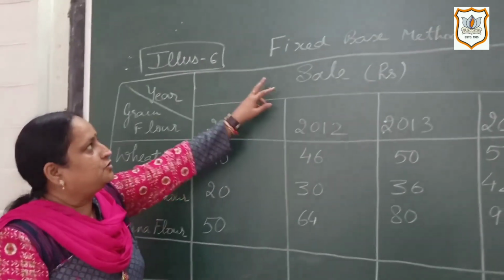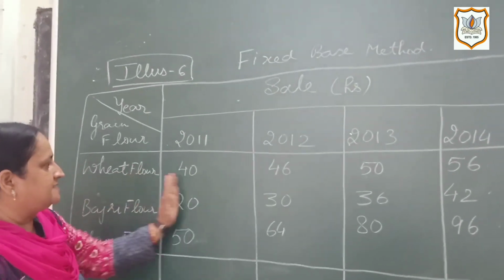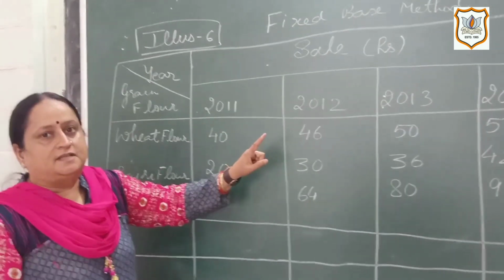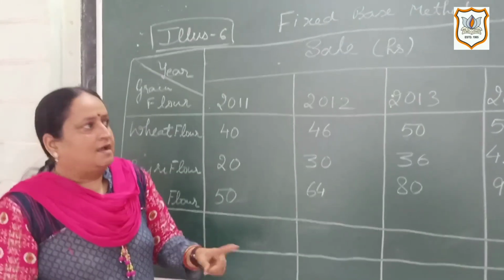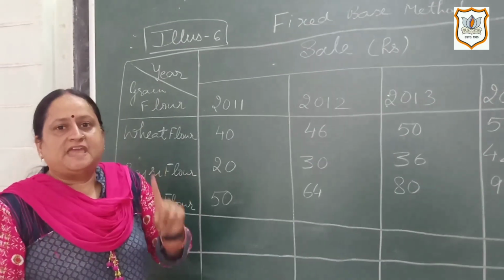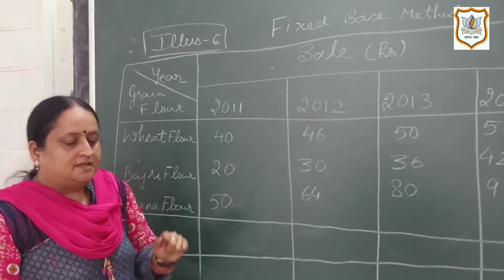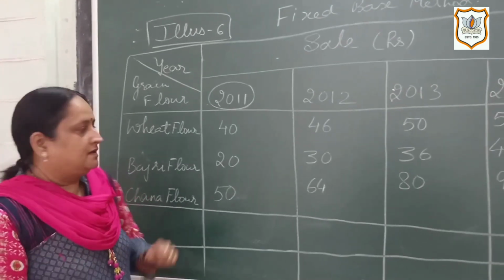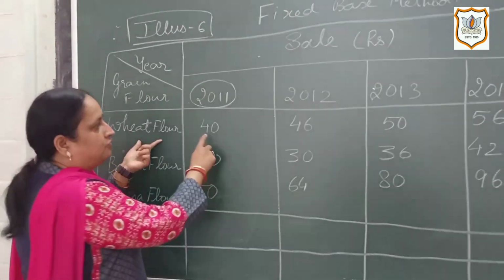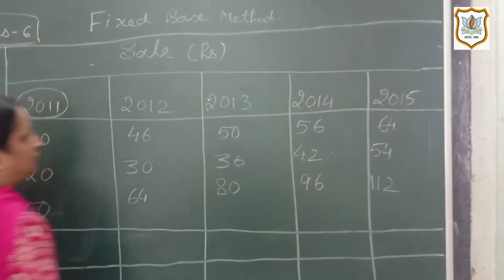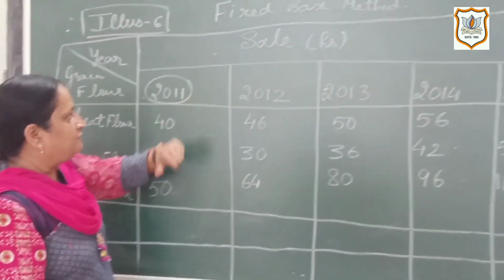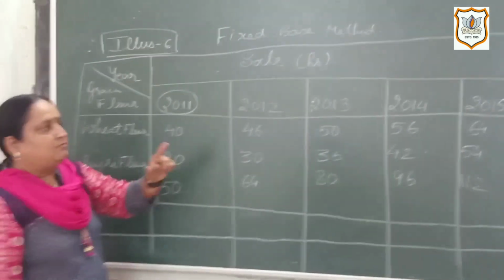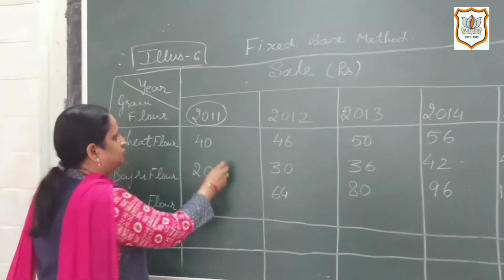Now, when you are supposed to solve by the fixed base method and this is the data which is given to you, you know that in the fixed base method, we divide the prices by the price of the base year. Now in this question, the base year is to be taken as 2011. Now for wheat flour, these are the prices which are given to you. So these prices have to be divided by the price of 2011 and then multiplied by 100. So let us do that.